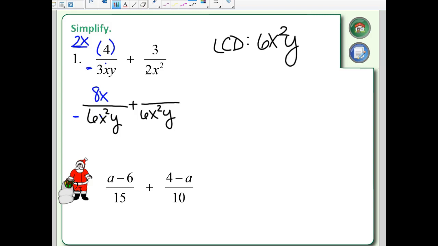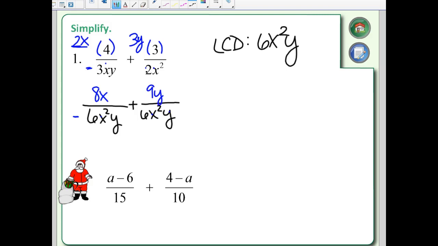What's going to happen on my second fraction? Well, we're going to have to multiply 2 by 3 to get 6. We've got the x squared, but we're missing the y. So now we've got 3y times 3, which gives me 9y.